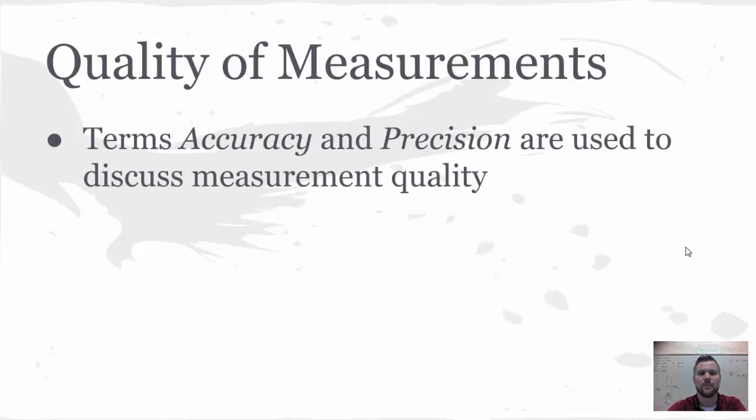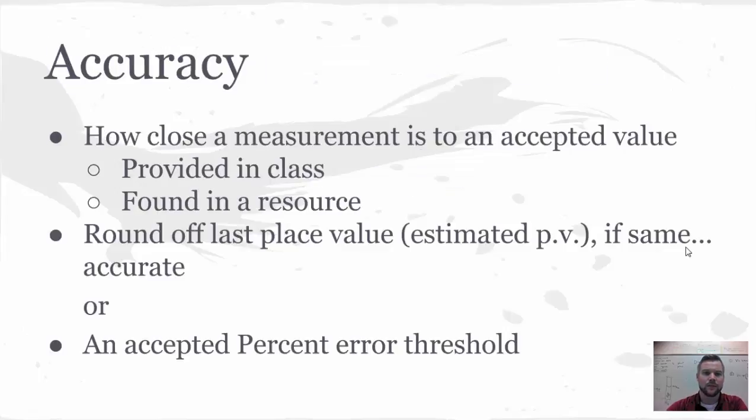The quality of the measurement can be described using terms such as accuracy and precision. They mean different things, and commonly students confuse what they mean because they're often interchanged in a more everyday type of situation. When we talk about accuracy, we're talking about how close a given measured value is to an accepted value. Now, what's an accepted value?